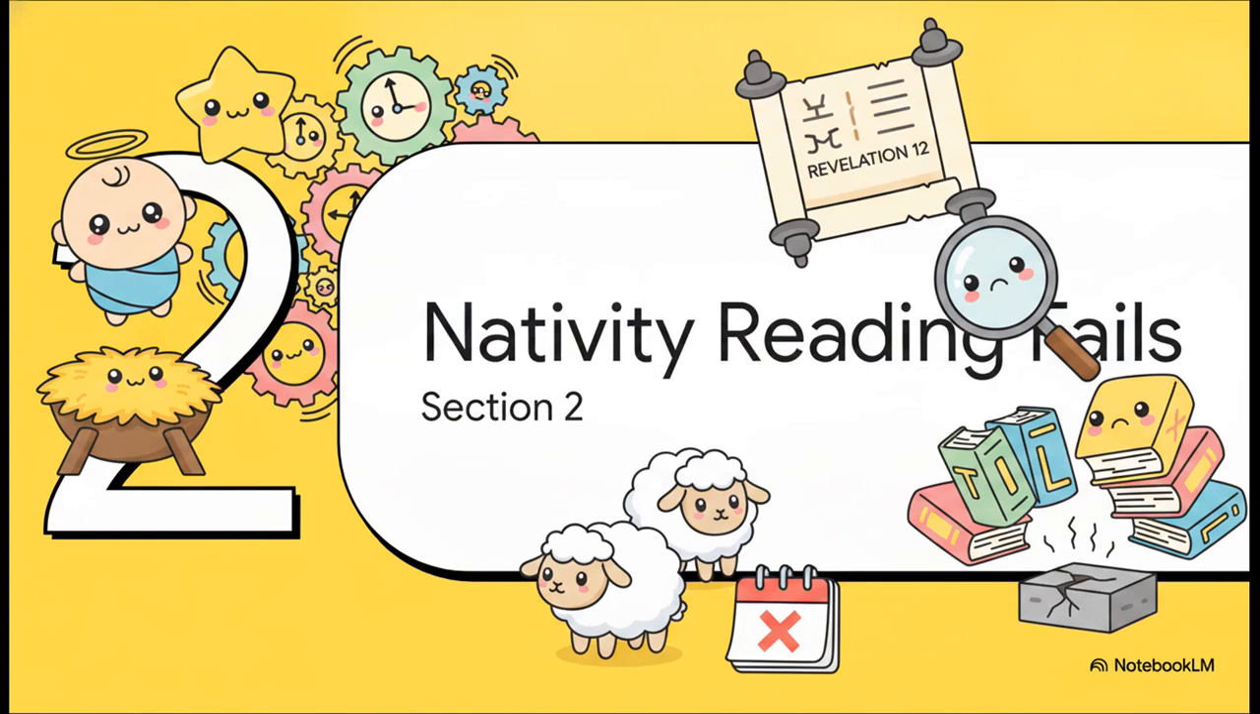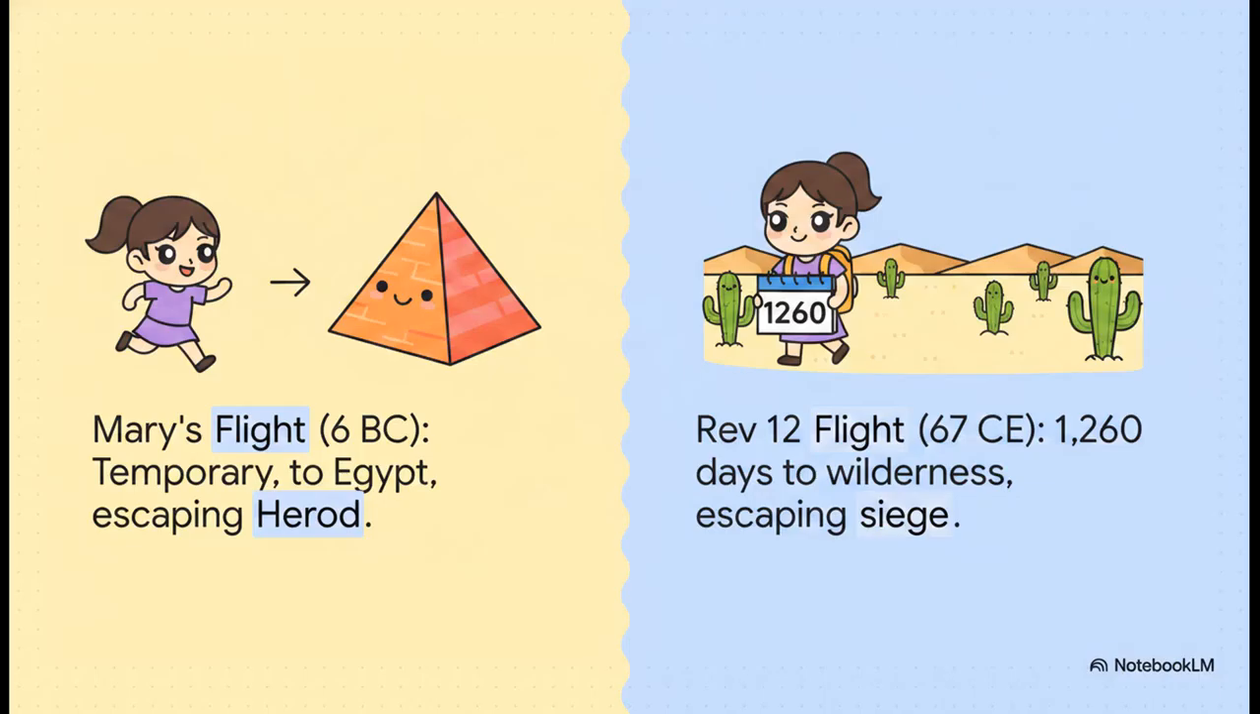Moving on to section 2, why the nativity reading fails. This brings us right to the absolute most common attempt to try and rearrange this timeline. Let's look at why the source argues this specific reading of Revelation 12 completely collapses under scrutiny. You see, there's this massive temptation to drag chapter 12 all the way back to the birth of Jesus, somewhere around 6 BC. And you can kind of see why, right?